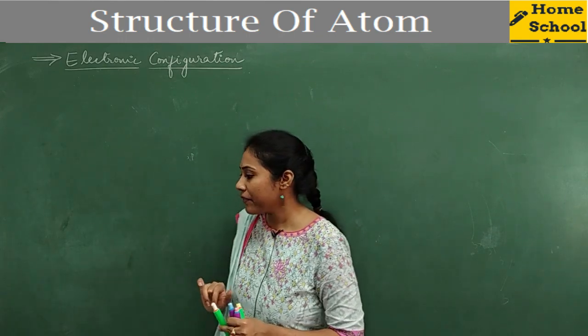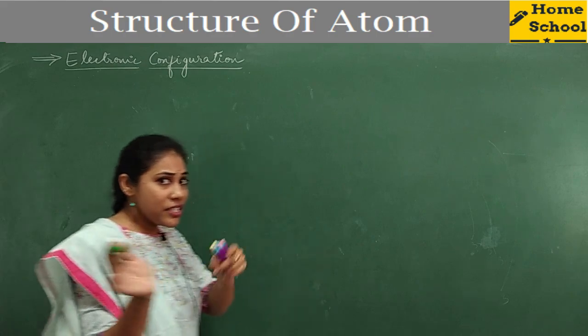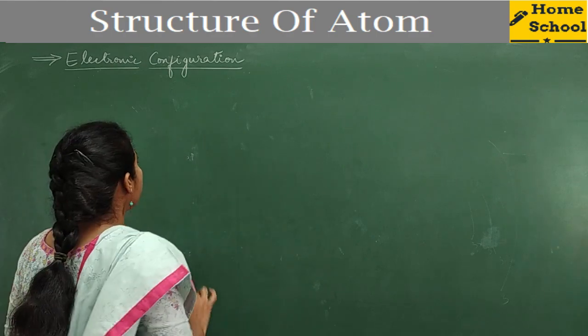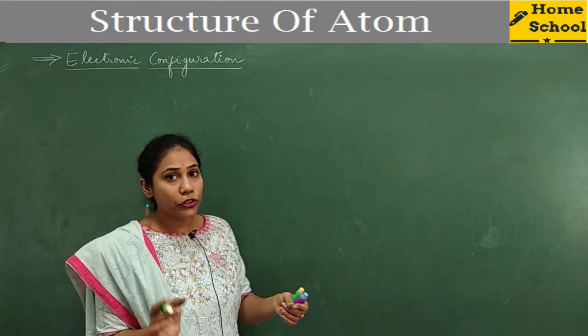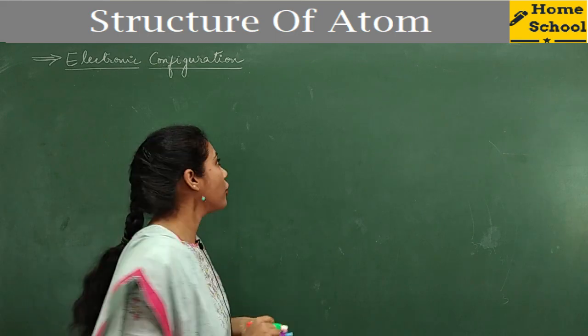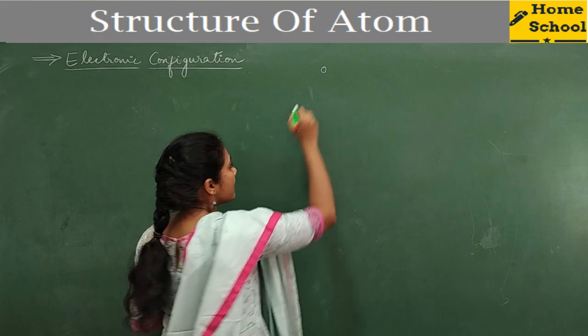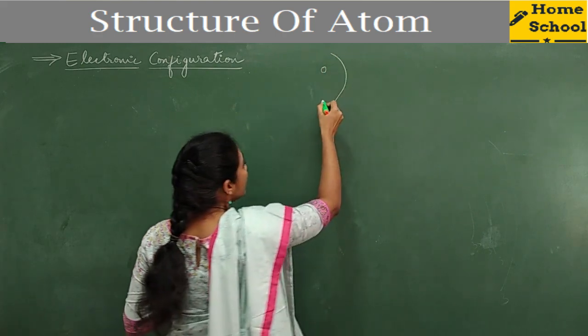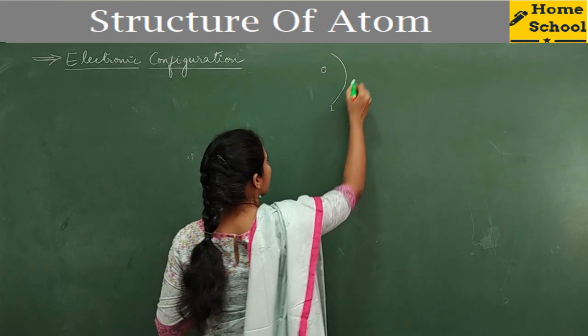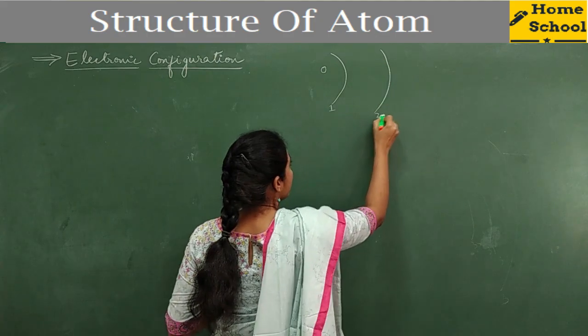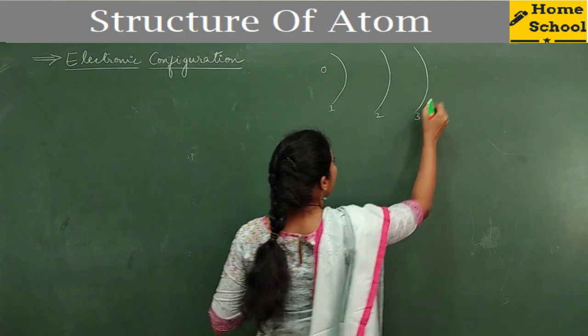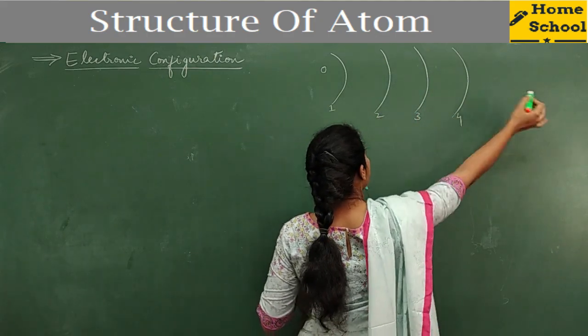Clear? Fine. I'll just revise the previous video's concept here, because that is what we are going to use to write the electronic configuration. As I already told you, there is a nucleus at the center, and around the nucleus there are many shells. This is the first shell, this is our second shell, this is our third shell, and this is our fourth shell, and so on.